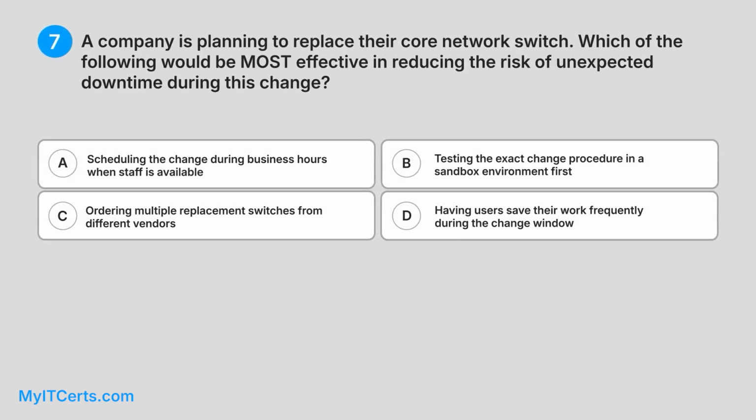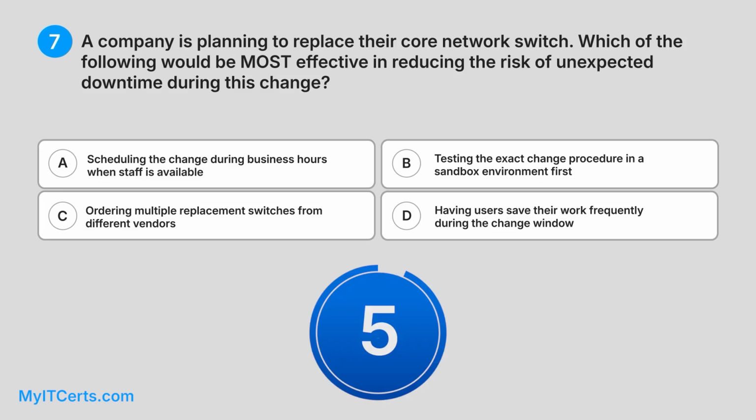7. A company is planning to replace their core network switch. Which of the following would be most effective in reducing the risk of unexpected downtime during this change? A. Scheduling the change during business hours when staff is available. B. Testing the exact change procedure in a sandbox environment first. C. Ordering multiple replacement switches from different vendors. D. Having users save their work frequently during the change window. Do you know the answer?